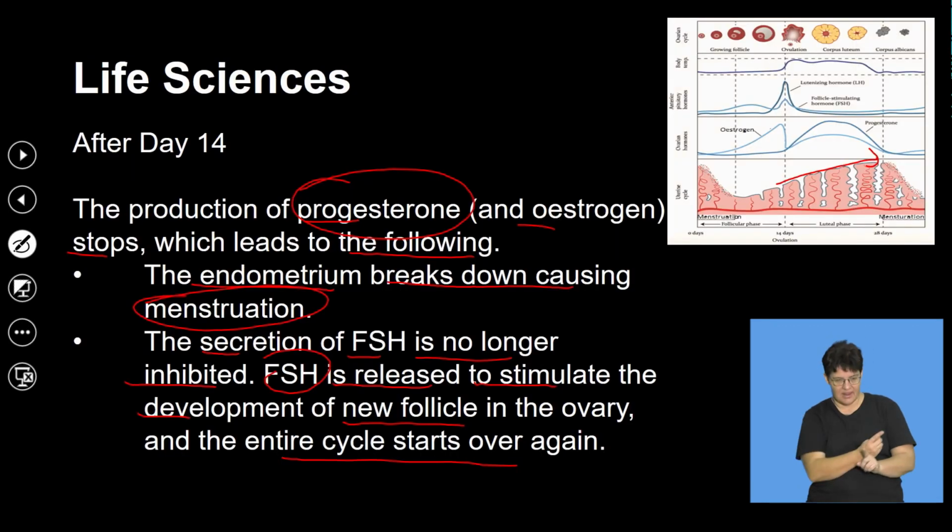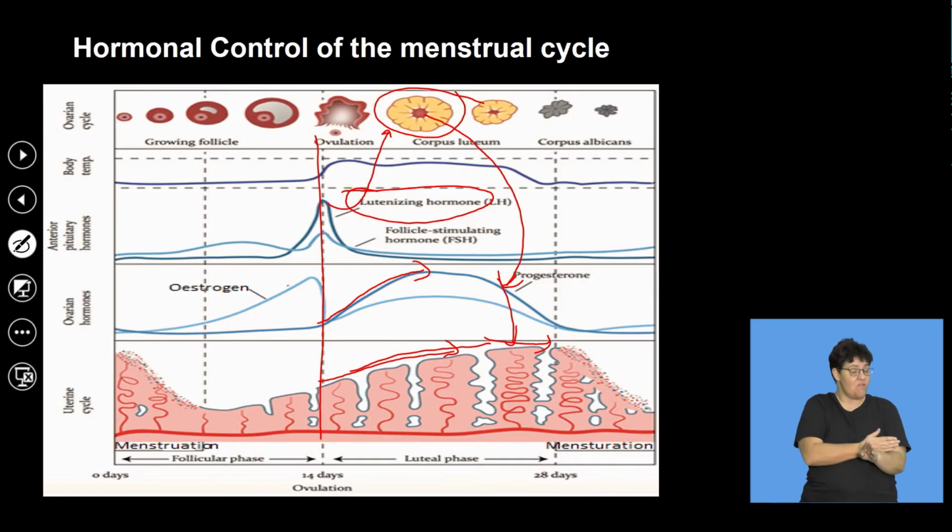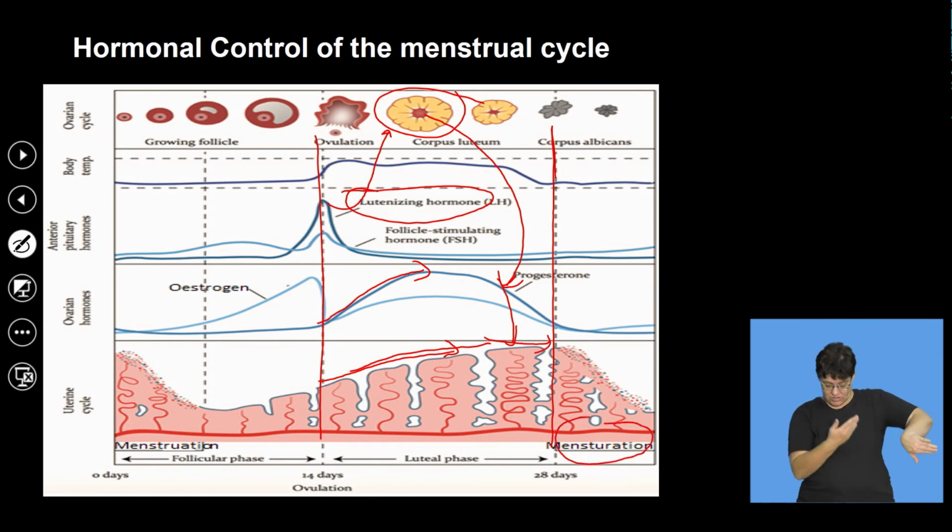So before I continue with that, let me just go back to this slide. And it's important that we look at what happens at the start of a new cycle. And so we know that menstruation is the beginning of a new cycle. What is important to understand is that the lining of the endometrium tends to shed away because of a decrease in the level of progesterone.